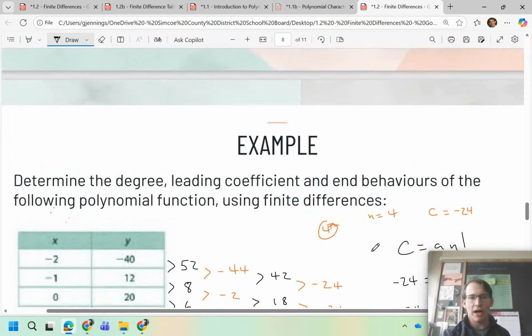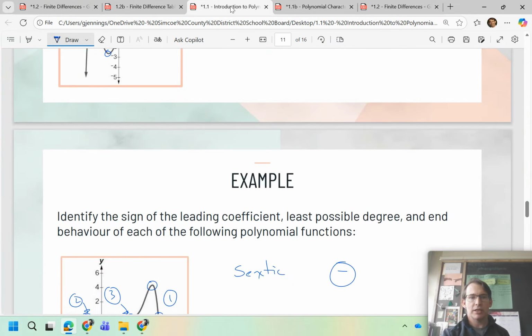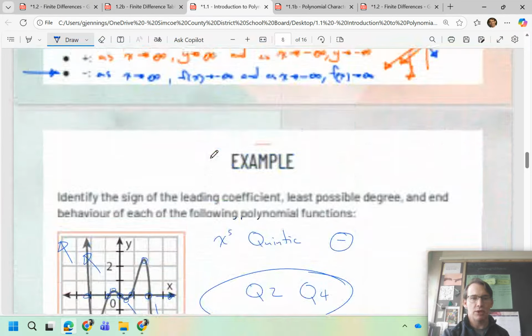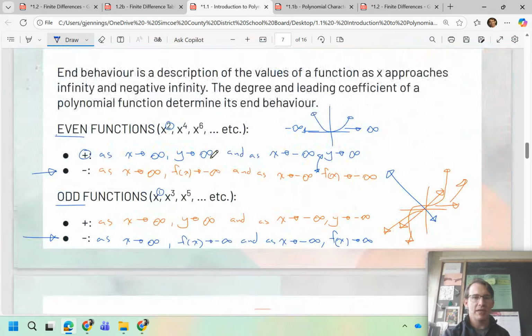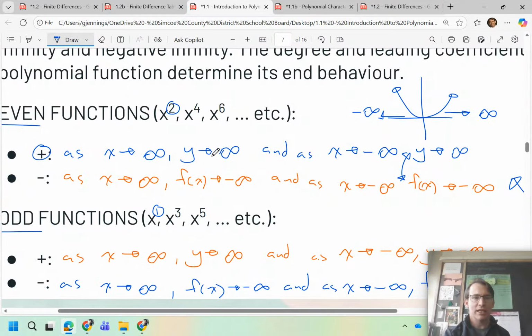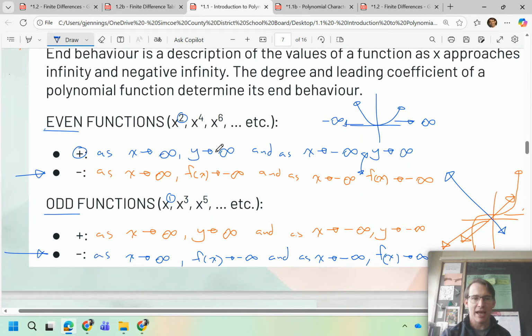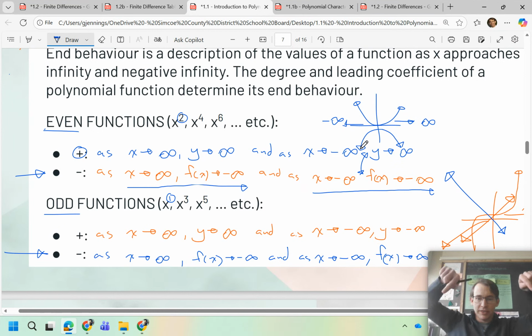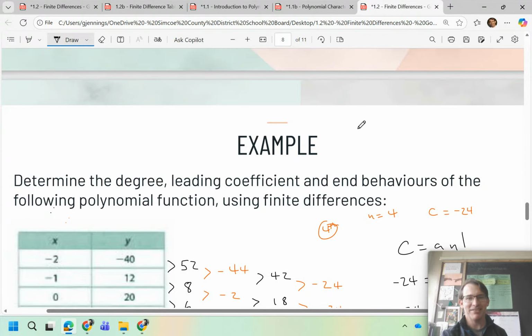So we have an even function with a negative leading coefficient. So we would say as x goes to positive infinity, f of x goes to negative infinity. And as x goes to negative infinity, f of x goes to negative infinity. We are this type of behavior here. We are this dance. Okay, so let's keep going.